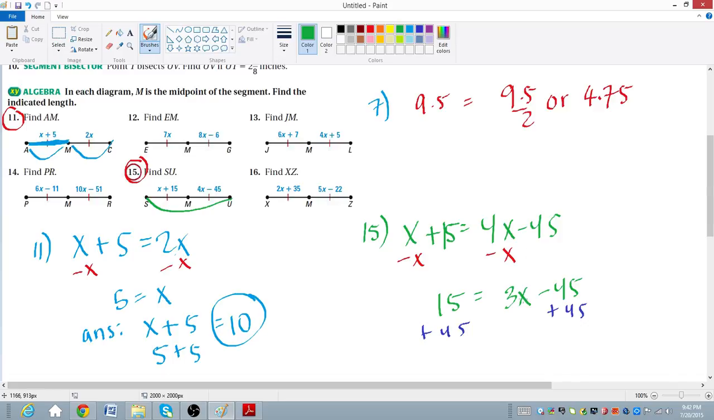I have 3x is equal to 60. Divide by 3 on both sides. Now I have x is equal to 20. Once I figure out that x is equal to 20, I just plug it back in and work it out to find SU. Let's plug it back into here and plug it back into here. Let me scroll down a little bit.